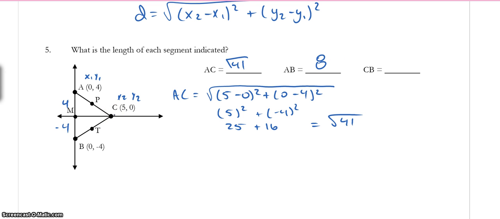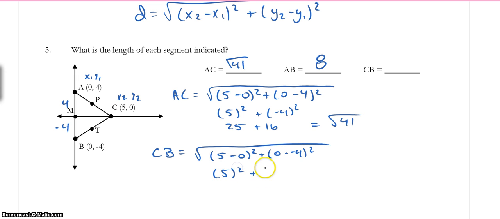And now let's find CB. So for CB, we have the square root of x minus x squared plus y minus y squared. So we're going to go minus negative 4. So 0 minus negative 4 squared. So I get 5 squared plus positive 4 squared, which is 25 and 16. And something looks familiar. So that's the square root of 41.